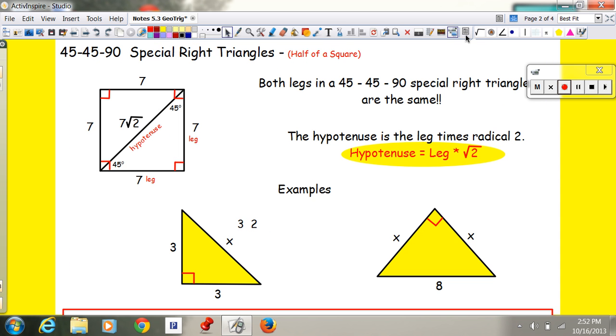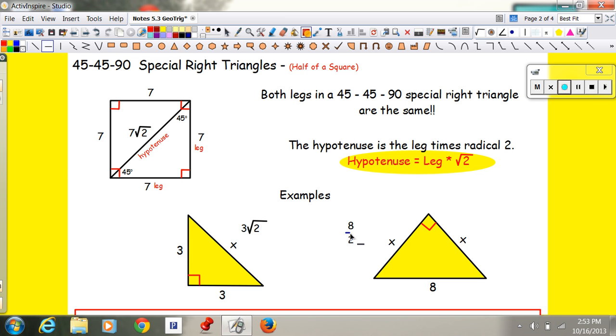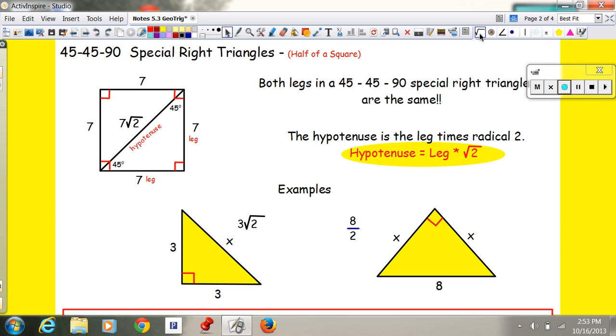So let's put that in there. Right there. That would be your x there. Now this one's a little difficult because you got to go backwards. You got to take the 8 and divide it by radical 2. So a little bit more work here. You got to take 8 and divide by radical 2.